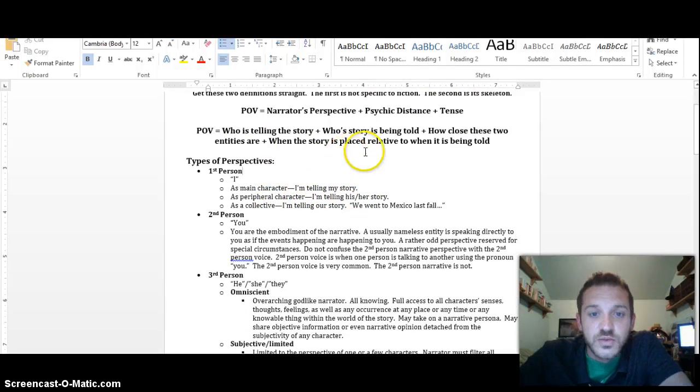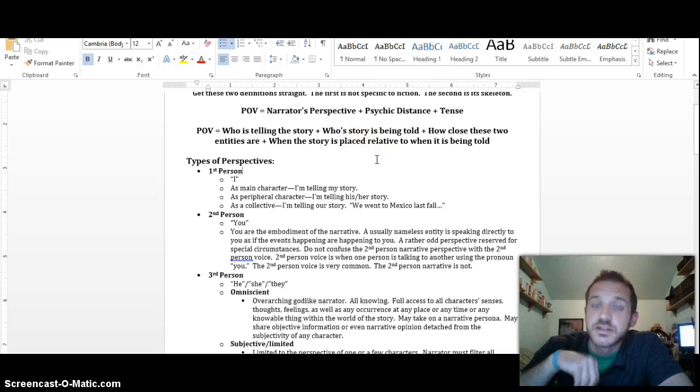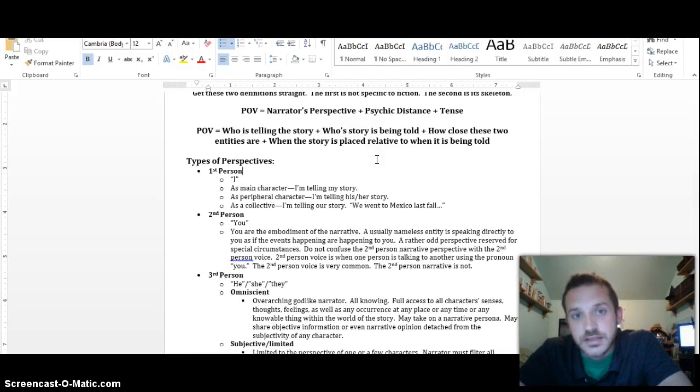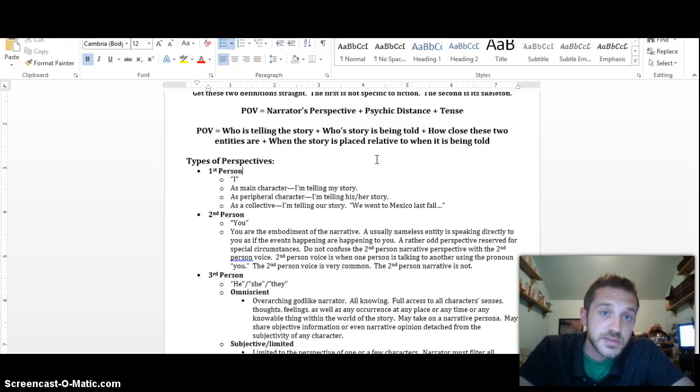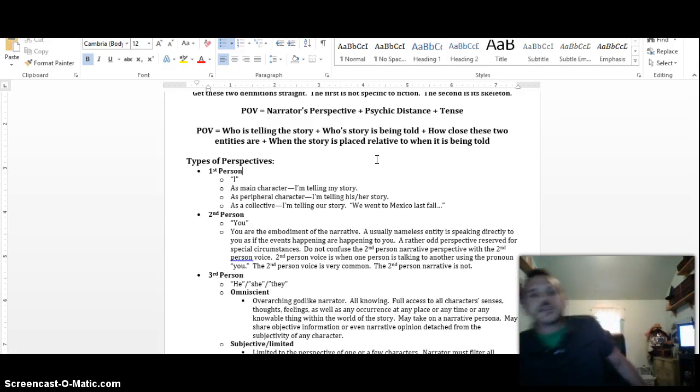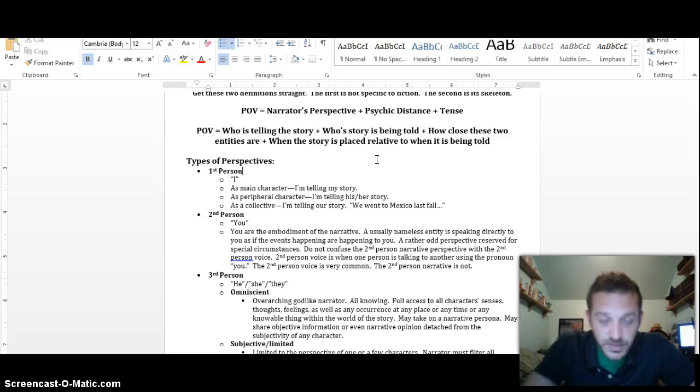So, point of view: who's telling the story, whose story is being told? This is something a lot of people don't really think about, and you'll see this in a lot of Hemingway's writing. The Great Gatsby is a great example of this. The Great Gatsby is told in a first-person, past tense point of view from Nick Carraway's character. Nick Carraway is the narrator, and he's telling it in first-person past tense, but the story is really about Gatsby, so this is considered first-person peripheral. It's when a first-person narrator tells the story of another character. So it's as if I'm watching you and telling your story. Alright, so how close these two entities are, this is what psychic distance is, and we'll talk about that. And when the story is placed relative to when it is being told, that's tense.